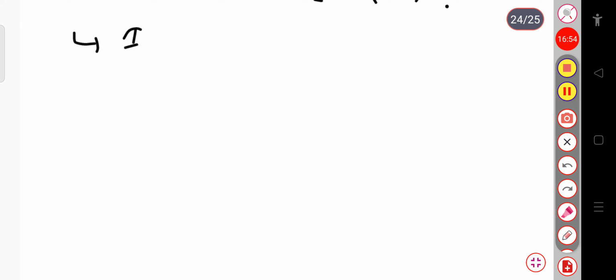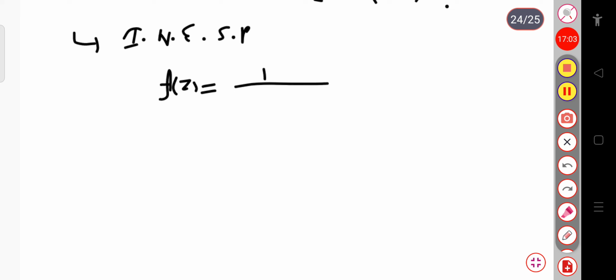Now the next one is the isolated non-essential singular point. Suppose, for example, f of z equal to 1 by z into z plus 2 whole cube. Now if I put the value z equal to 0 or z equal to minus 2, then for only these values the function is singular, so the points 0 and minus 2 are called the singular points.